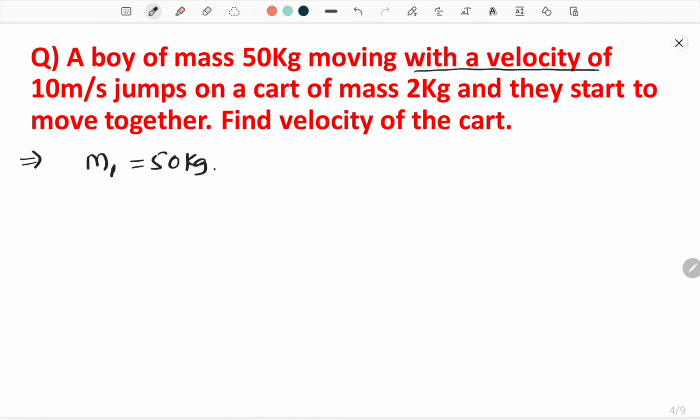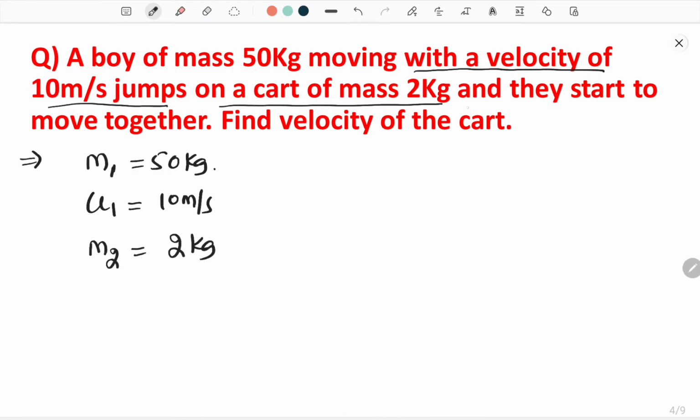He is moving with a velocity of 10 meter per second, jumps on a cart of mass 2 kg. That means the initial velocity is 10 meter per second, and he jumps on a cart of mass 2 kg. The mass of the cart is taken as m2, and that is equal to 2 kg. Of course, the cart should be at rest.